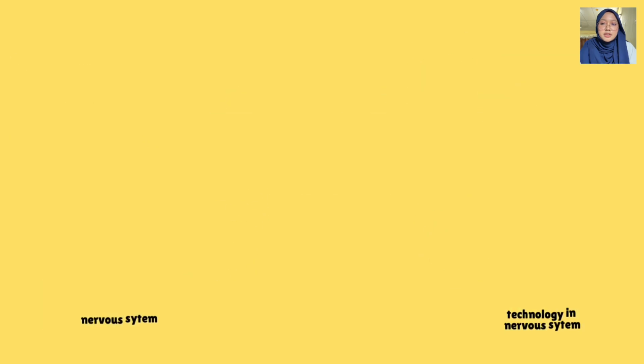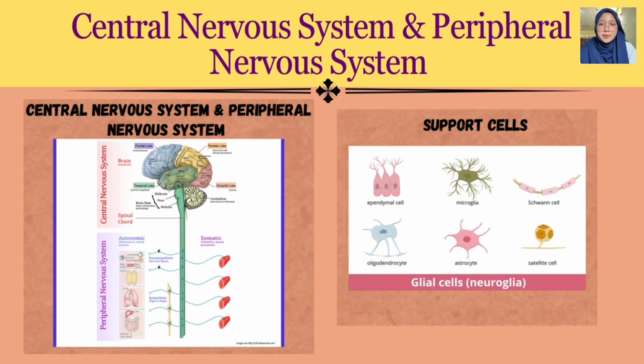Let's see the anatomy of the nervous system, the CNS and PNS. So the nervous system is anatomically divided into the central nervous system or CNS and the peripheral nervous system or PNS. The central nervous system consists of the brain and the spinal cord. The brain is responsible for processing sensory information, integrating responses, and controlling higher functions such as thinking, memory, and emotion. And then the spinal cord acts as a communication pathway between the brain and the rest of the body and also helps to coordinate reflex actions.